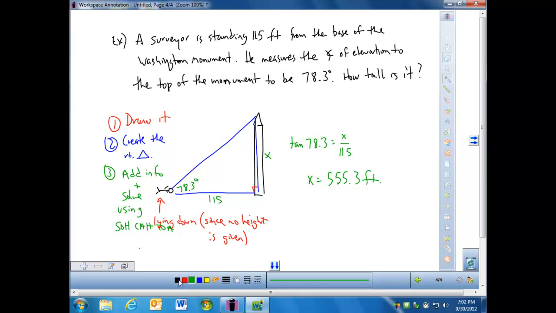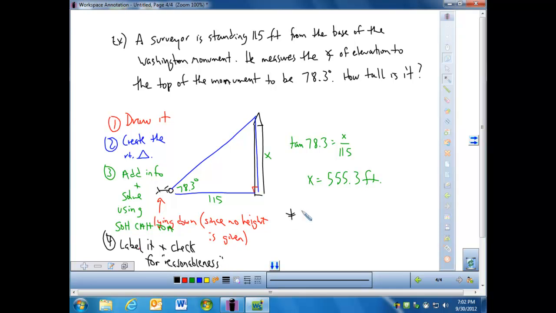Is that answer reasonable? Always check for that as you're done. As you label that answer, check and see if it's a reasonable answer. Is it reasonable that the Washington Monument's 500 feet tall? Yeah, sure. Alright, what wouldn't be reasonable? 5,000 feet tall? 50 feet tall?